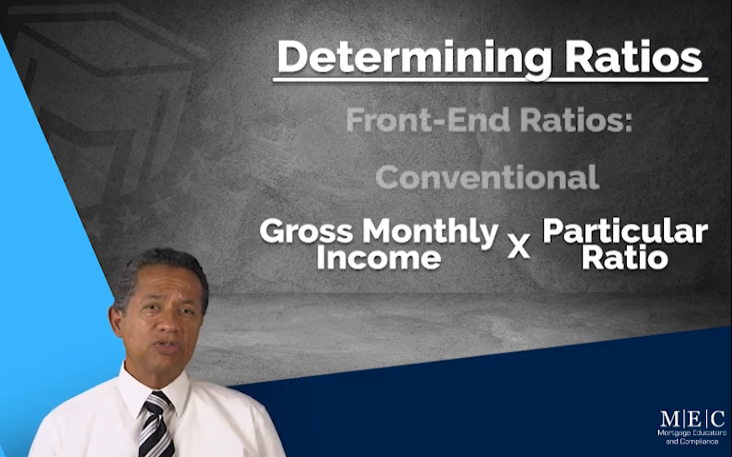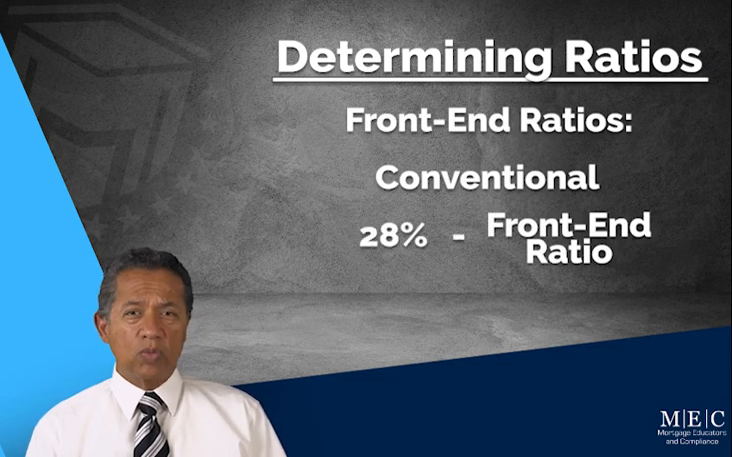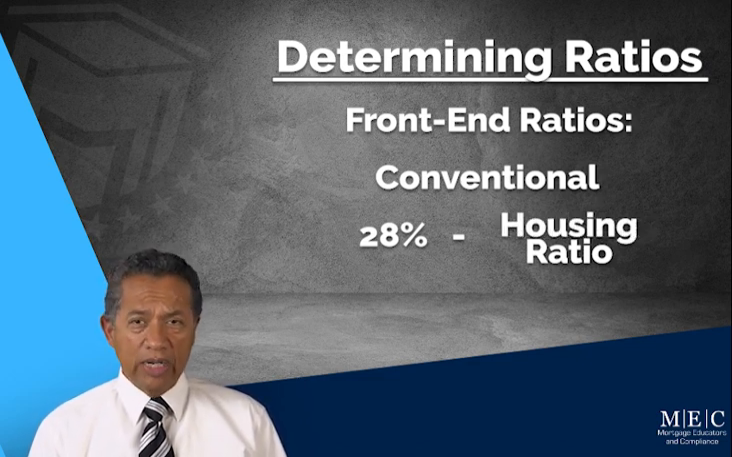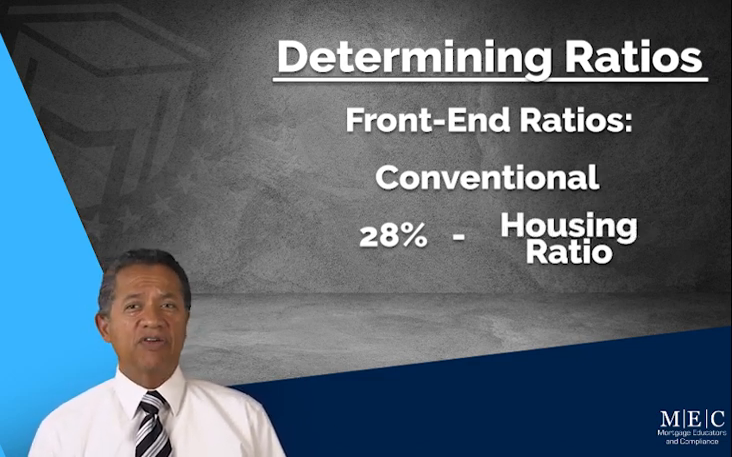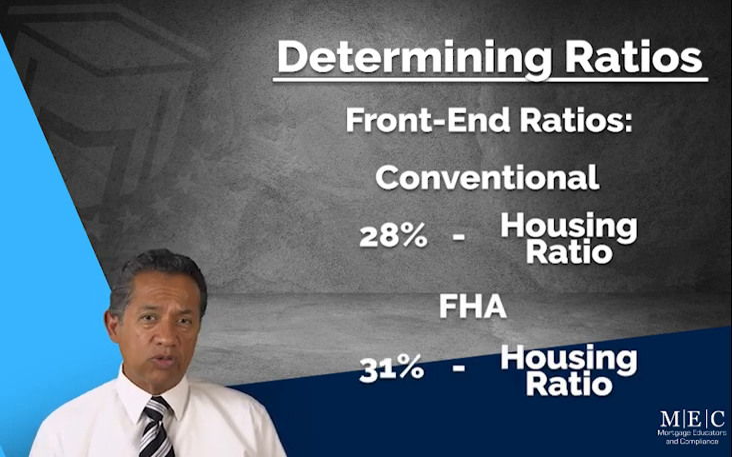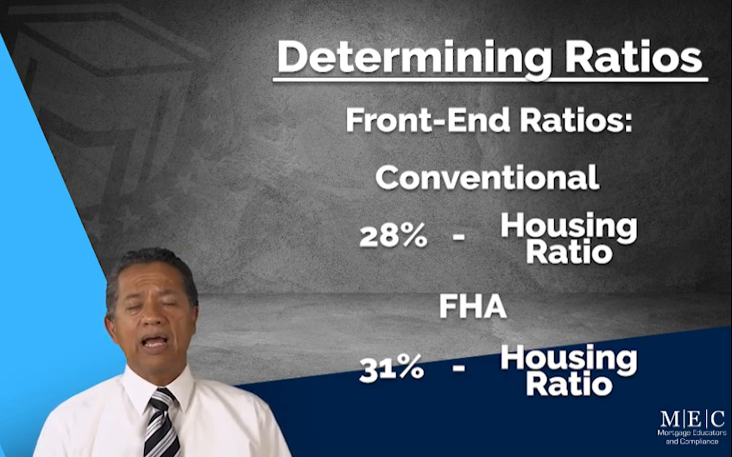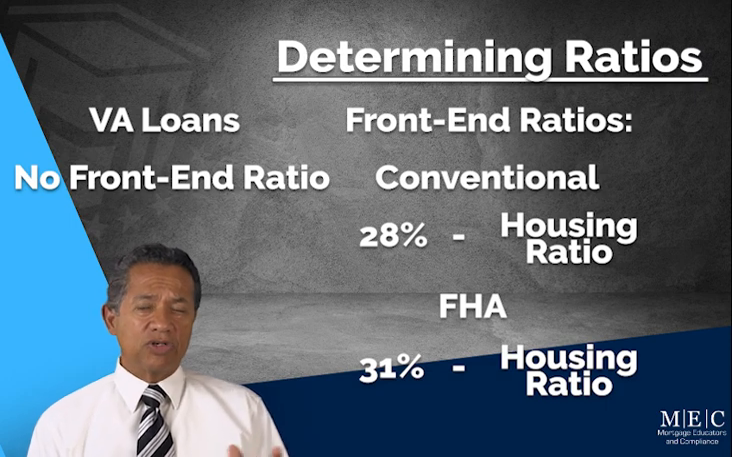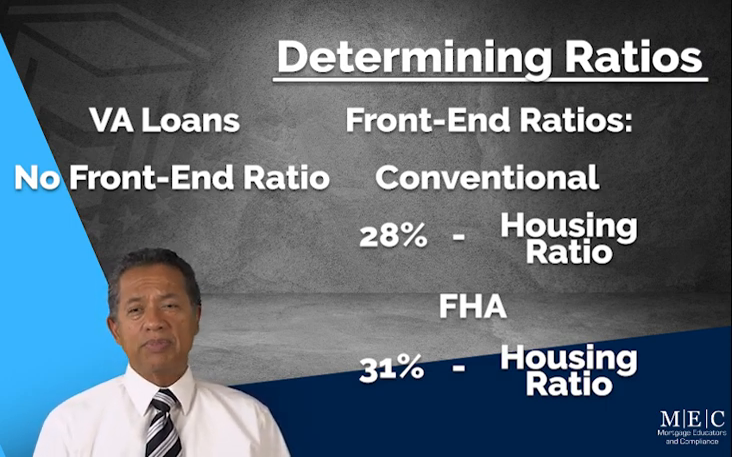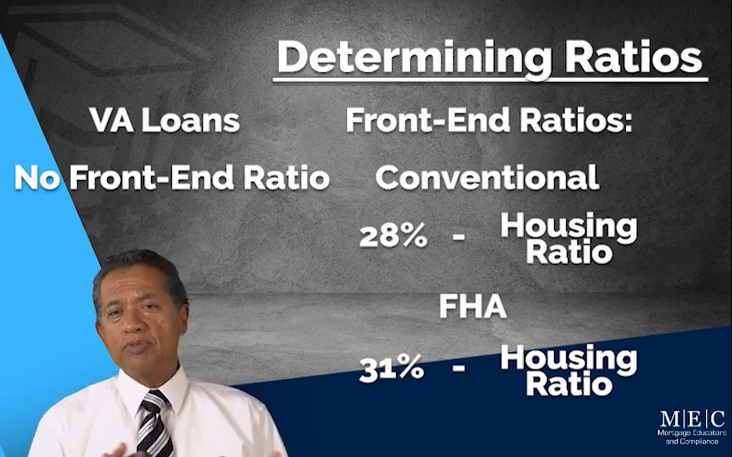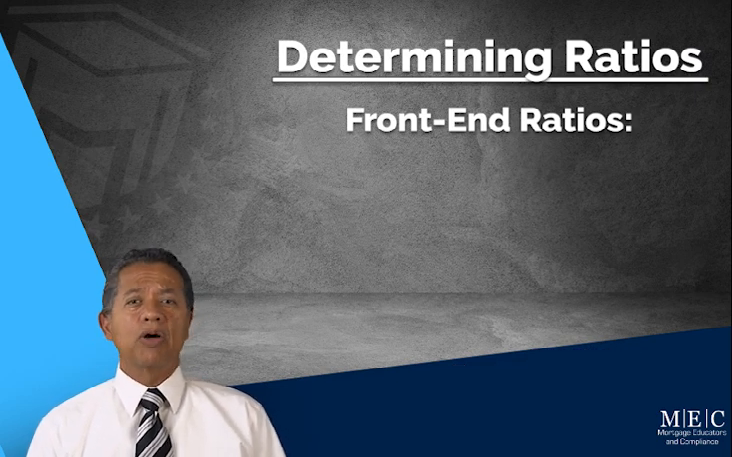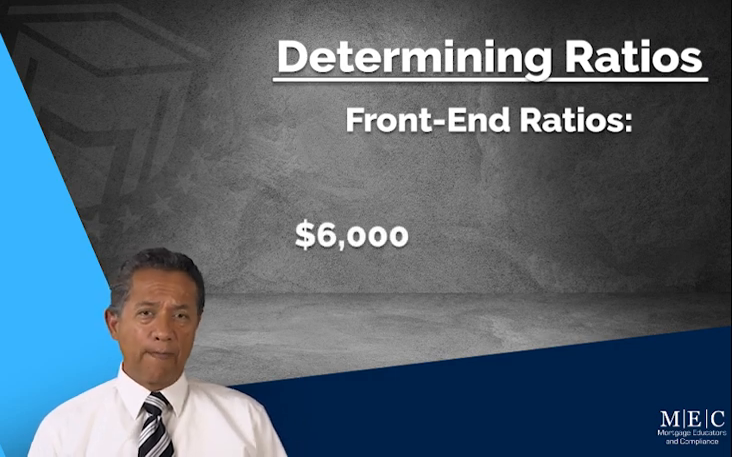So if you're doing a conventional loan, 28% is the regular, normal, customary front end or housing ratio. Other programs will have different ratios, like for example, FHA will have a 31% housing ratio. And I note that VA loans do not have a front-end debt ratio. So you have to look at the programs, and determining the programs will determine the different ratios that you're trying to hit. Okay, so let's assume a borrower makes $6,000 per month.